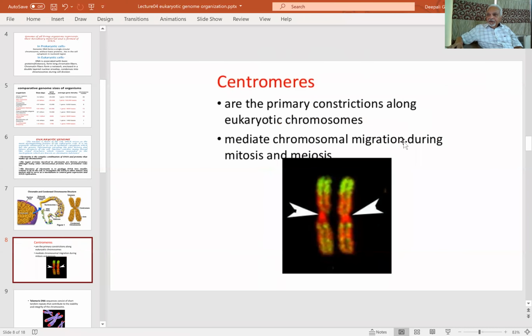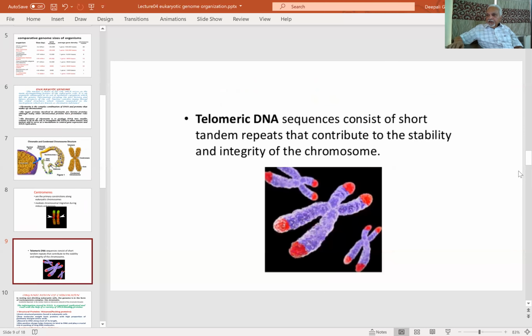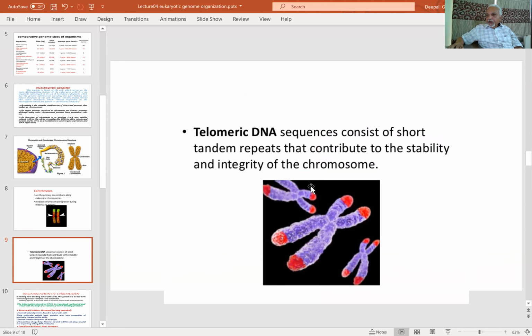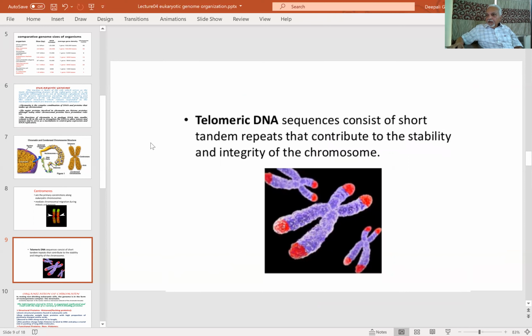Further, this is the structure seen during cell division, clearly showing the centromere in a fluorescence microscopic picture. So clearly the structure can be seen, and then you have these telomeric regions, the ends of the arms of the chromosome. The significance of this telomeric region of the DNA is that it provides stability during the division of the cell or the DNA replication, and the integrity of the chromosome.